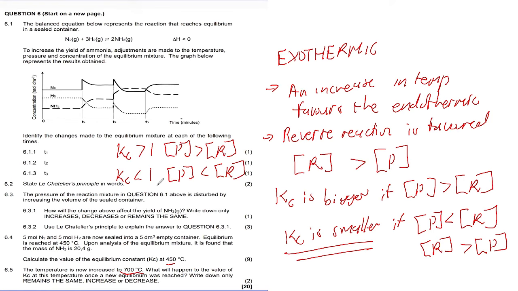So to answer this question here, if the reverse reaction is the one that is being favored, we find our concentration of the reactants will be greater than concentration of products. How will this affect our Kc? Our Kc would have to be smaller than, right? So it has to decrease. So to answer that, we need to say decrease because of those reasons there.